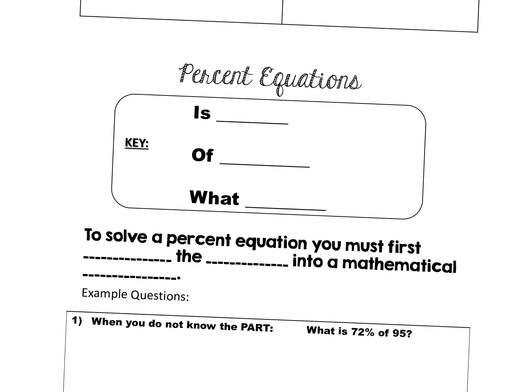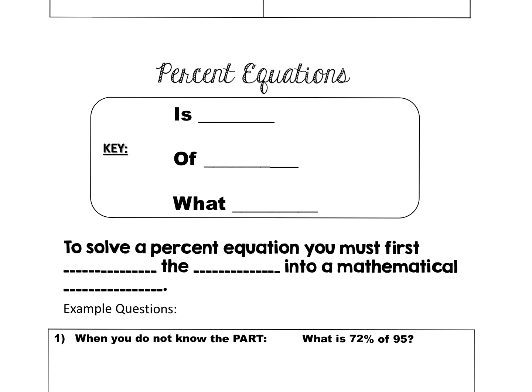So let's go over what are percent equations. Now, there are key words. Again, we kind of just talked about this in the last section. Is goes with the equal sign for the equations. Is means equals. Of means multiplies. Multiply. And what means your variable.